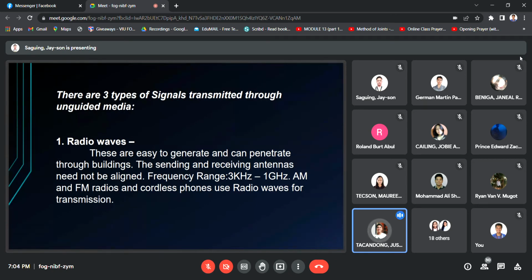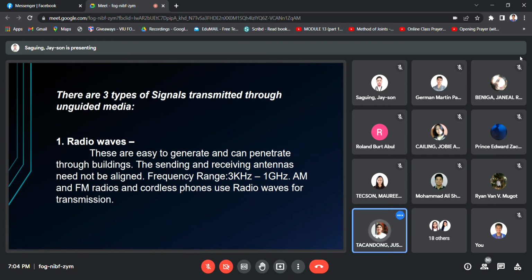There are three types of signals transmitted through unguided media. So first is radio waves. Examples of radio waves are radio broadcasting and also cellular networks. These are easy to generate and can penetrate through buildings. The sending and receiving antennas need to be aligned.